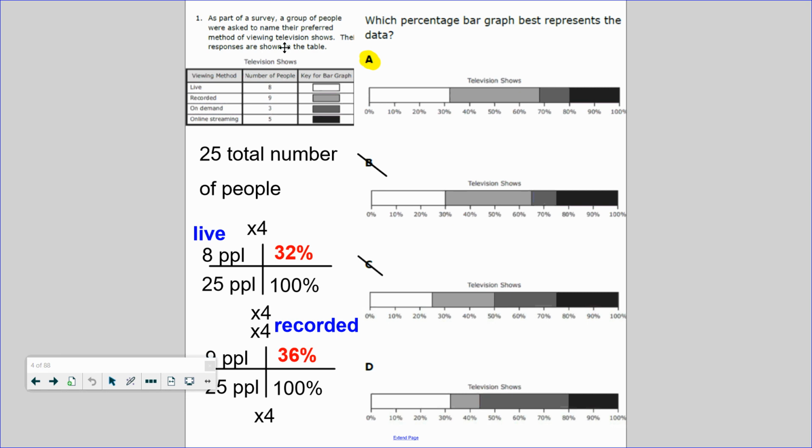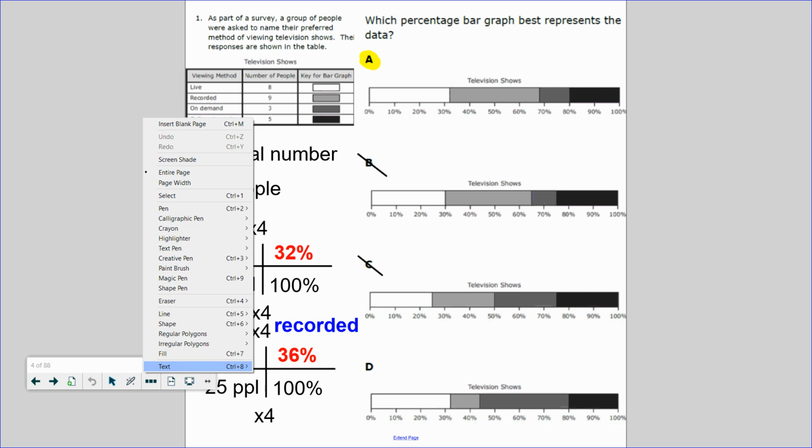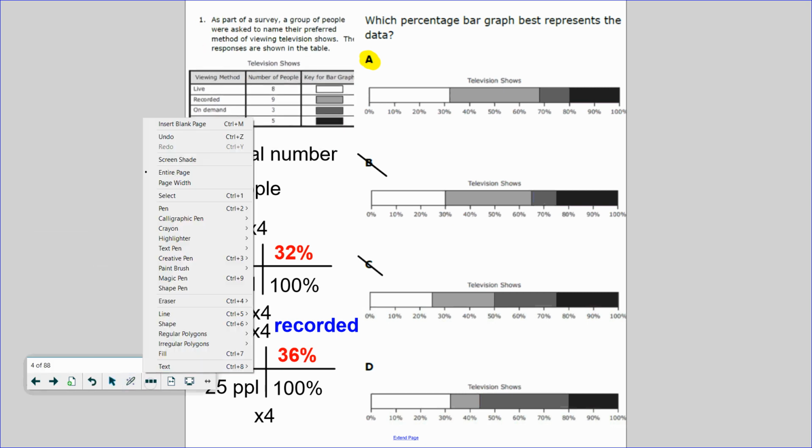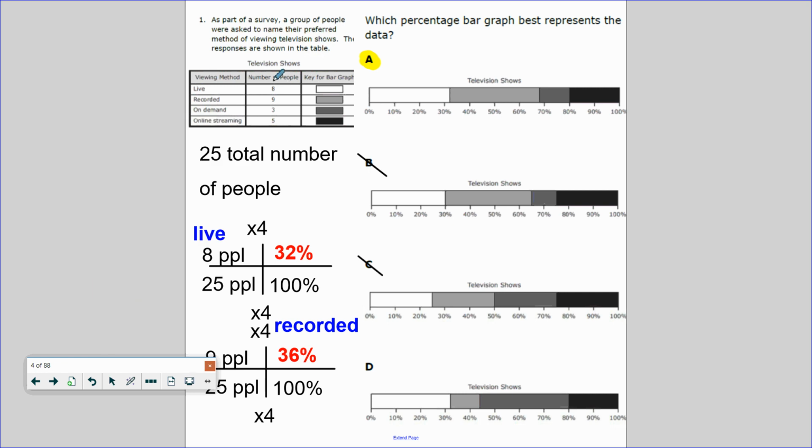Number one, as part of a survey, a group of people were asked to name their preferred method of viewing television shows. The responses are shown in the table. If you add up all these people, it adds up to 25 total people. So 8 people chose live out of 25. How do you turn it to a percent? What is a percent again? Out of 100. The relationship is times 4, so 32%.